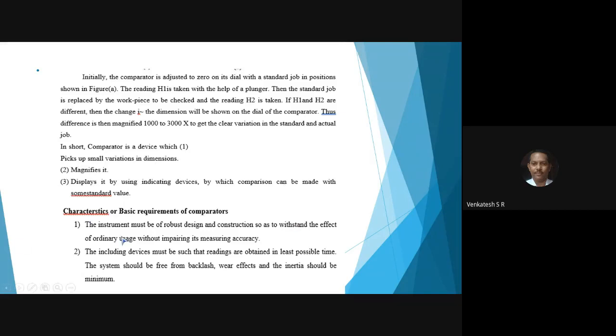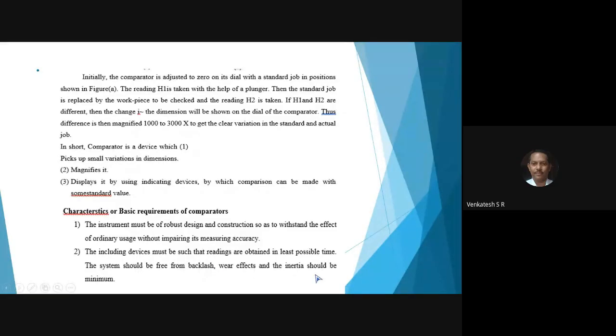Next, the second characteristic, that's the requirement. The instrument must be free from backlash and wear effects, and inertia should be minimum. The meaning of this sentence is, suppose you use the instrument for 5 years or 10 years or 15 years, the mechanism and the gears used in the instrument should not hamper or give wrong readings. It should be accurate and precise.